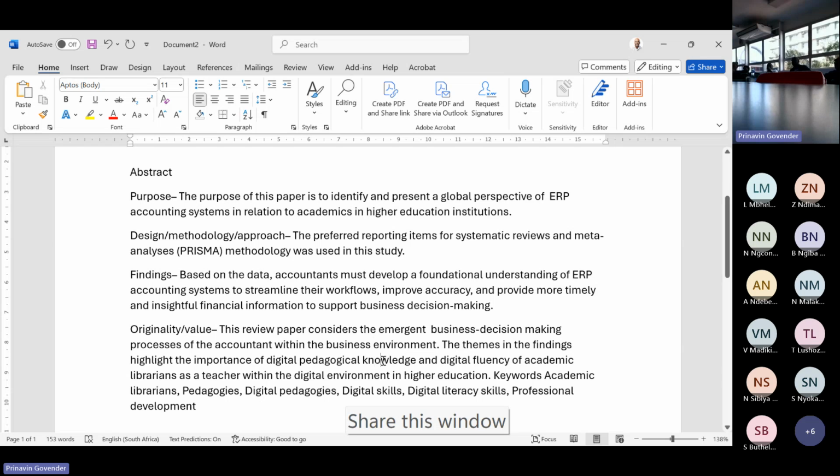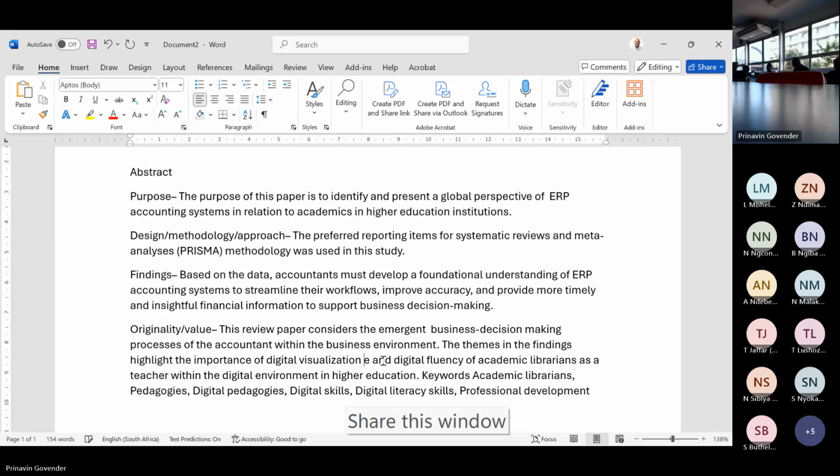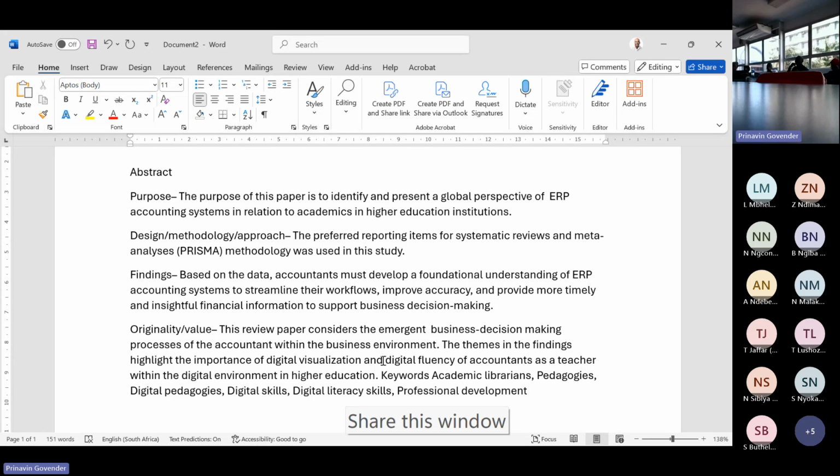The themes in the findings highlight the importance of what? Not digital pedagogies. Well, I did some reading, so let's just say I want to talk about digital visualization and digital visualization and fluency of accountants, not as a teacher, but within the digital environment. Help me here. We don't know the themes as yet. You would have read some journal articles. The themes in the findings.